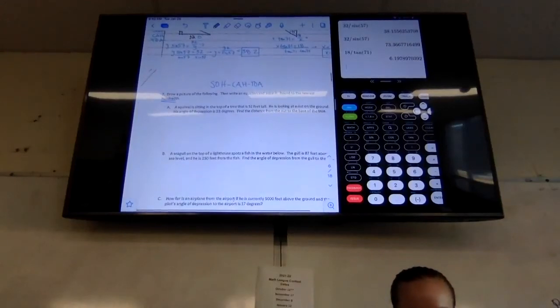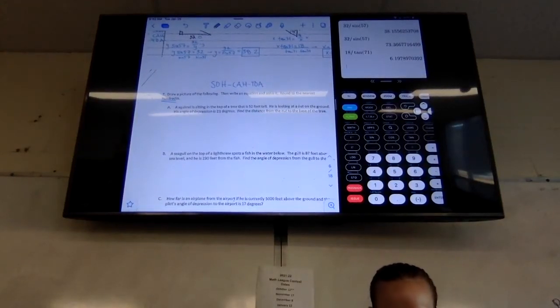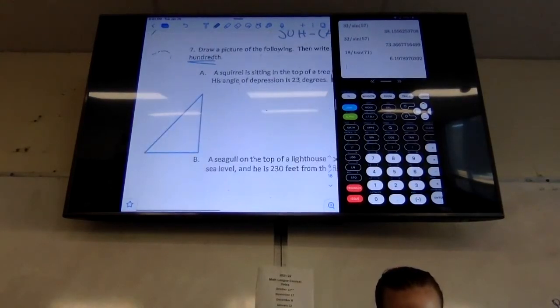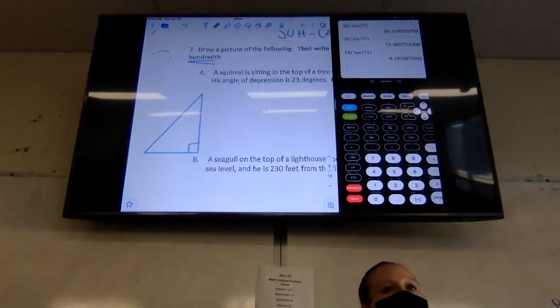All right, first problem says a squirrel is sitting at the top of the tree, which is 52 feet tall. He is looking at a nut on the ground. I'm just going to stop right there and I'm going to draw a triangle. You can be fancy, like when I have my geometry kids, I draw a real tree because we have time to do that. So I'm not going to get all fancy with you, but I am going to label it.